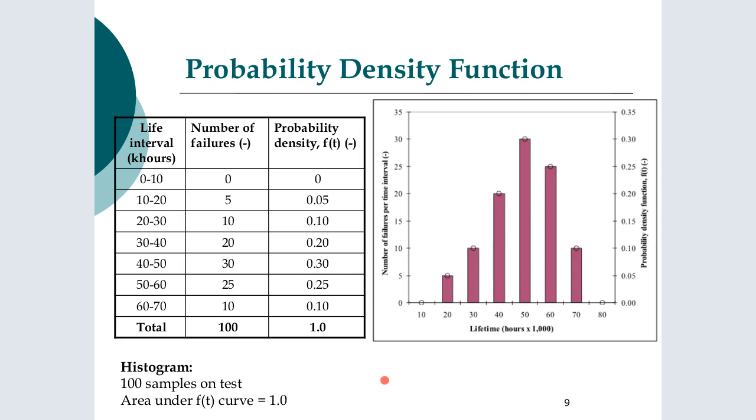So if we take a plot of the PDF, we have a life interval here based on thousands of hours. So between 0 and 10,000 hours, we had no failure. 40 to 50,000 hours, we got 30 failures. So again, the PDF is 0.3 there, because we had 100 samples on test. We get this very interesting plot, and again, this is very useful, and it gives us an indication of the average lifespan of the units that we are testing.